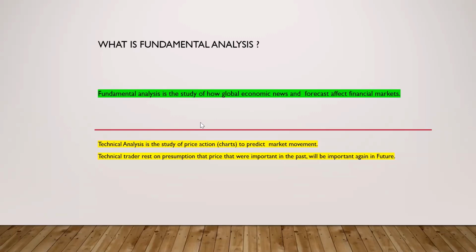Now, let me go back to the topic. Technical analysis is the study of price action, that is the chart, to predict market movement. Technical analysis traders only trade based on the price reaction, what they see from the technical chart. That's what they use to predict, observing the support level, resistance level, trying to understand the reversal level, and some other signs that could trigger the market to go one direction or the other. That is technical. A technical trader rests on the presumption that prices that were important in the past will be important again in the future. That is support and resistance.